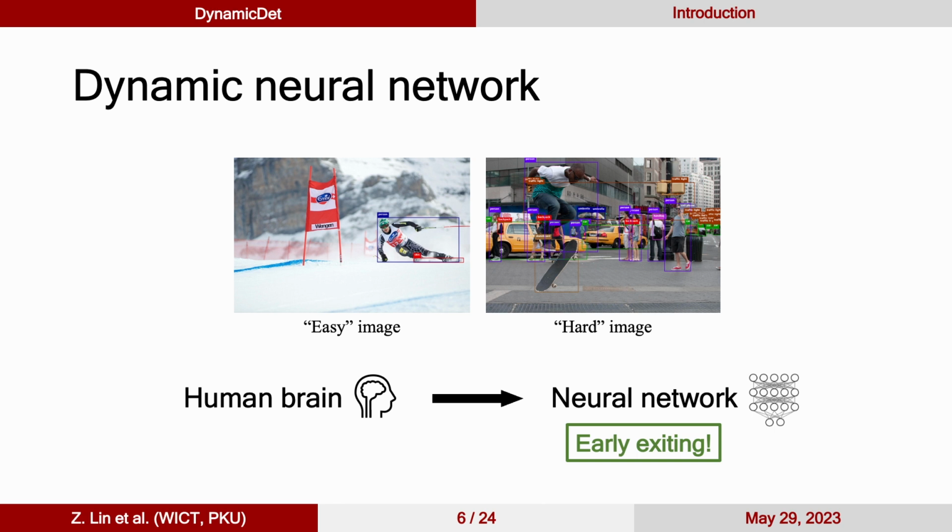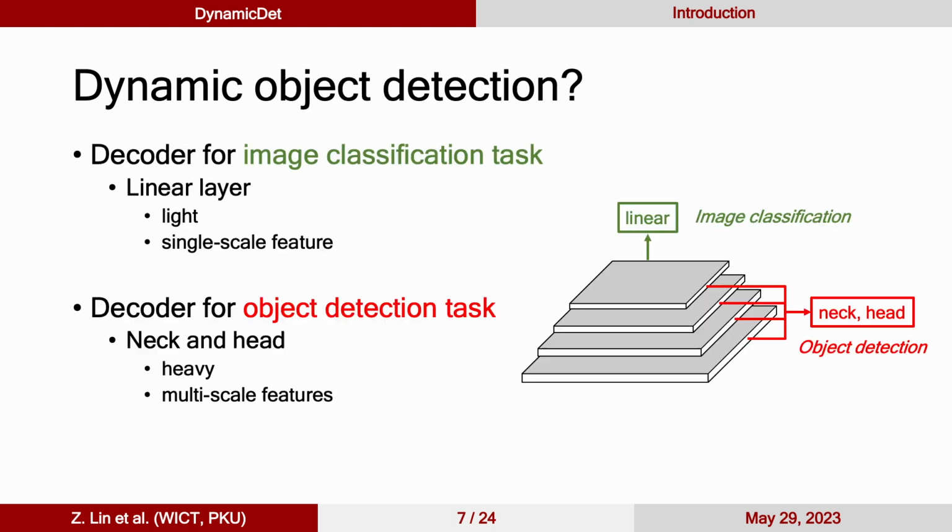However, it is challenging to adopt current dynamic inference methods for object detectors. Starting from the model architecture of different tasks, we can see that the decoder of image classification task is very light and only relies on the single scale feature, which makes it achievable to insert the decoder at any position to realize early exiting. On the other hand, the decoder of object detection task is heavy and strongly relies on multi-scale features. This raises a challenge to implementing dynamic object detection.